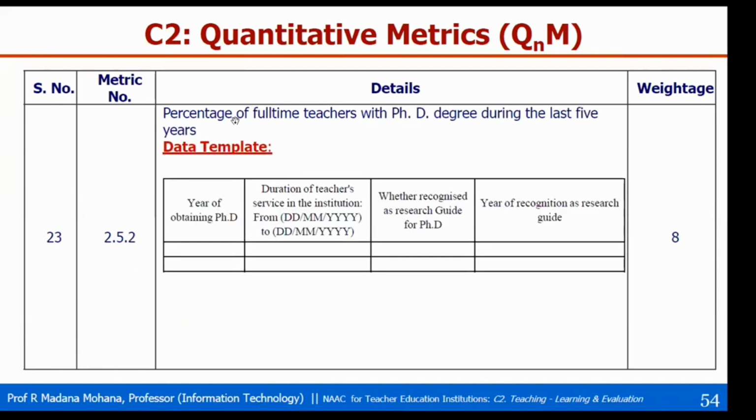Then continuation of the previous metric, percentage of full-time teachers with PhD degree during last 5 years. This metric carries 8 marks. The template is year of obtaining PhD, duration of teacher service in the institution, whether recognized as the research guide for PhD, then year of recognizing as research guide. So obtaining the year of obtaining PhD degree followed by all these details needs to be provided for PhD holders.